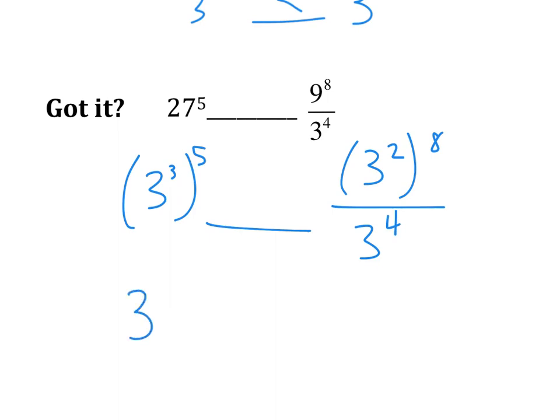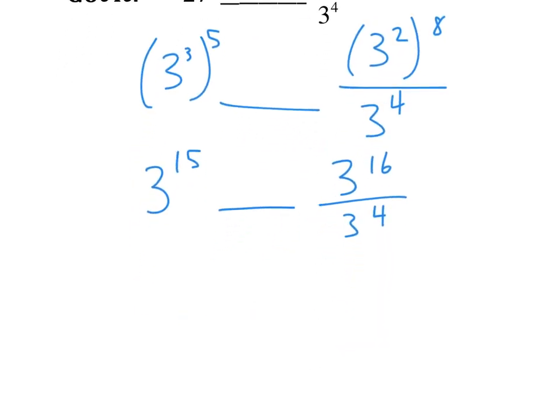3 to the third raised to the 5th is 3 to the 15th power. And then on the right, we have 3 squared raised to the 8th. That's 3 to the 16th, divided by 3 to the 4th. Now, almost done. 3 to the 15th is already simplified, so we just have to continue simplifying the right side. 3 to the 16th over 3 to the 4th is 3 to the 16 minus 4, which is 12. All right, so in this case, 3 to the 15th would be larger. 15 is greater than 12, so this would be the greater number.